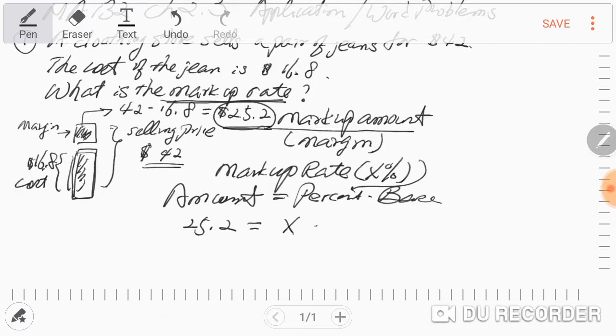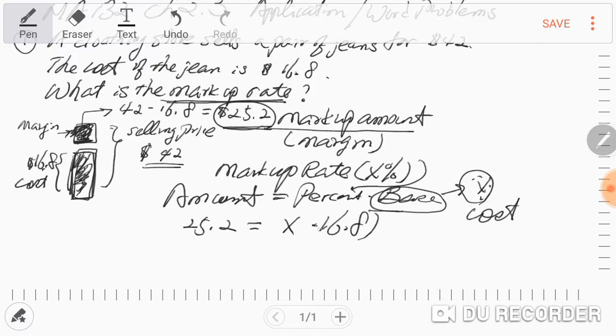And the base is, so this markup amount is based on this cost. So the base is the cost. Finding the base is really, really important. In this case, the base will be the cost. So you will get some margins, profits based on your cost. So the amount is equal to the markup rate X times the base. The base is $16.8.